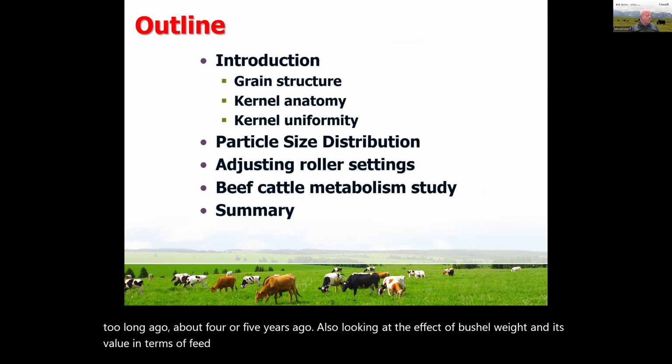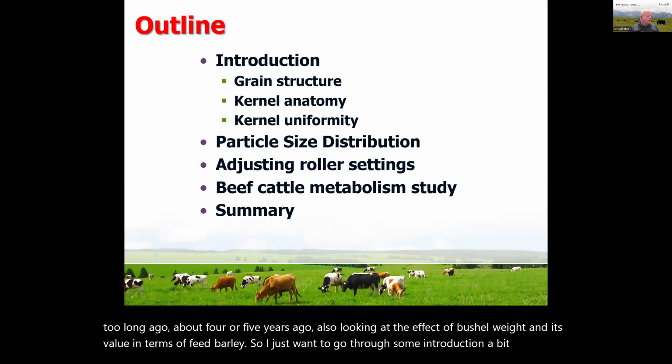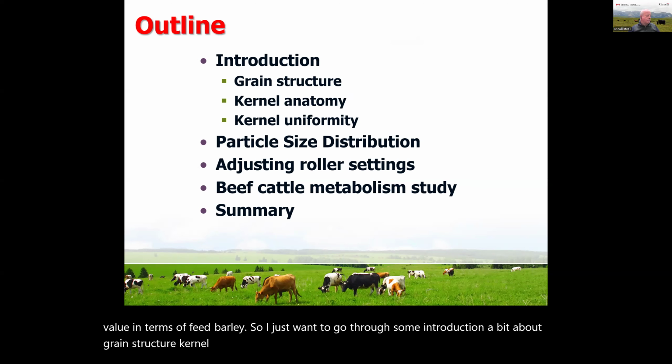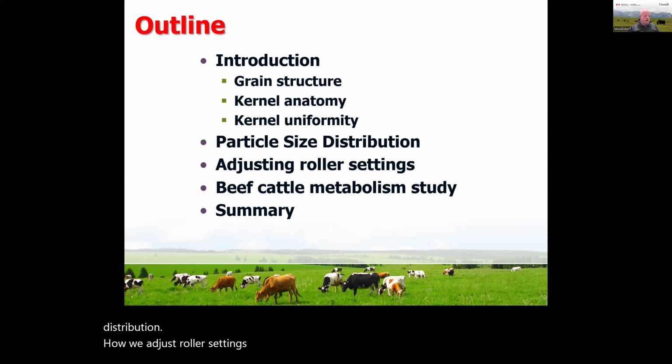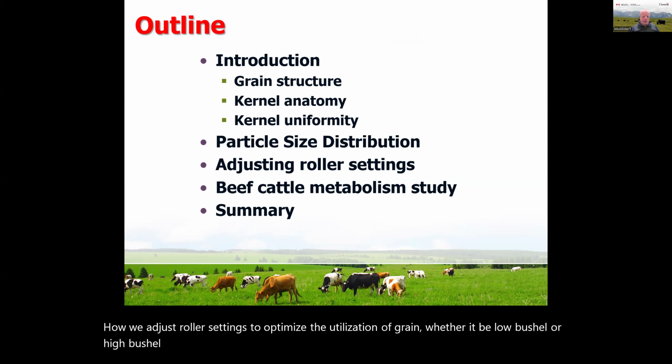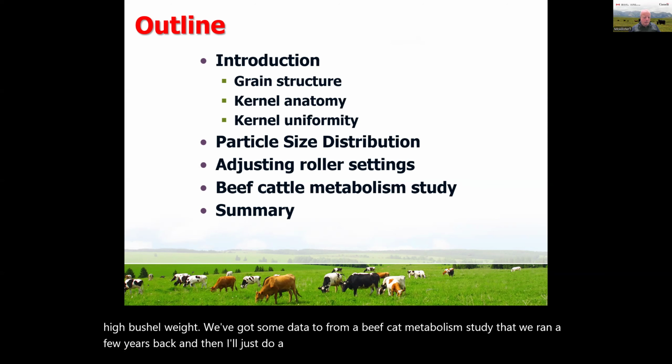So I just want to go through some introduction, a bit about grain structure, kernel anatomy, the importance of kernel uniformity and particle size distribution, and how we adjust roller settings to optimize the utilization of grain, whether it be low bushel or high bushel weight. We've got some data too from a beef metabolism study that we ran a few years back. And then I'll just do a quick summary to give you the bottom line recommendations.